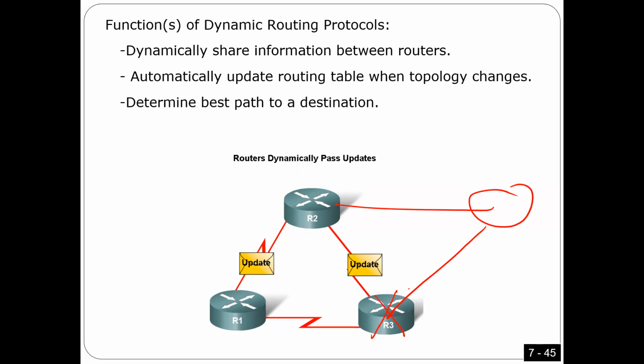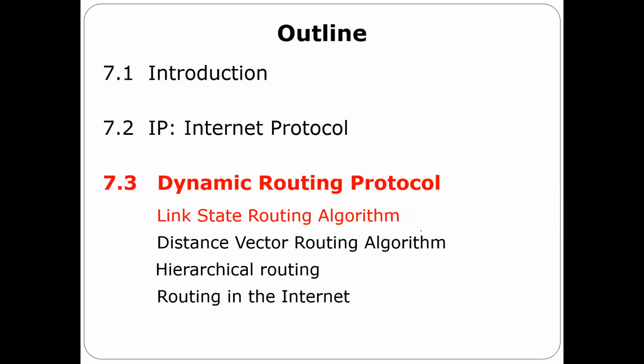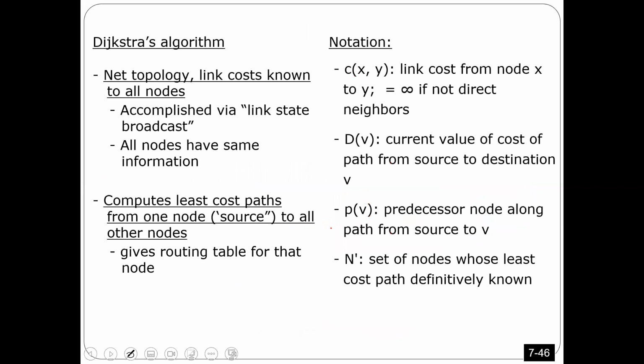Once anything changes, I'm going to tell the other people, hello guys, we have a new router here, or this cost was 5 and now the cost is 7. I need to share this information with others so that everybody can update the routing tables. Any questions? No? I'm going to start with the first one. We call it link state routing.